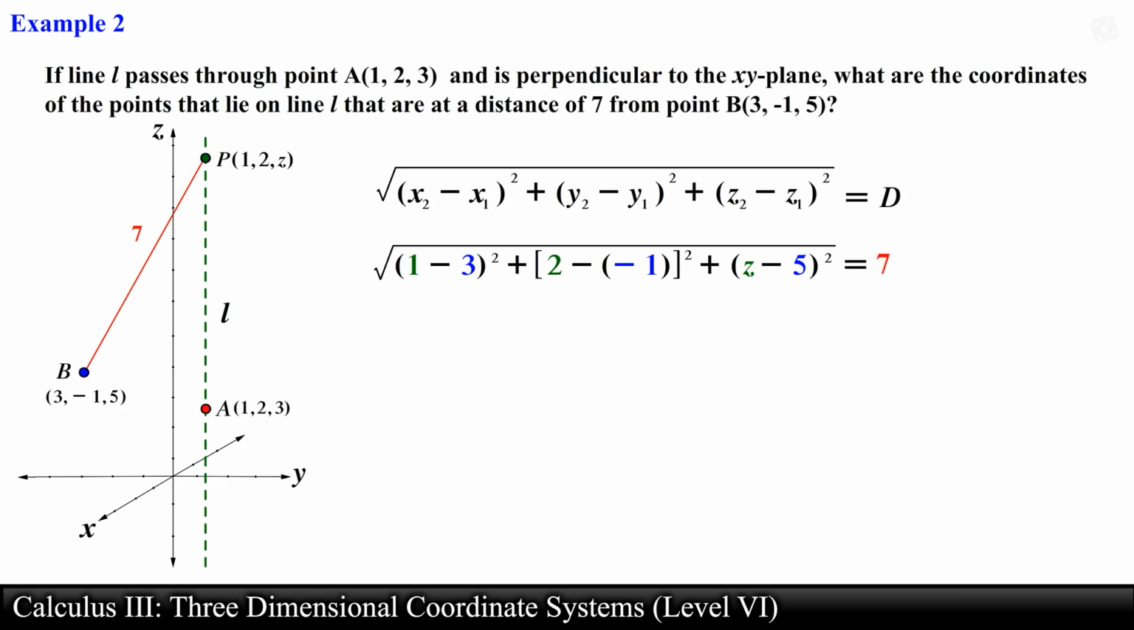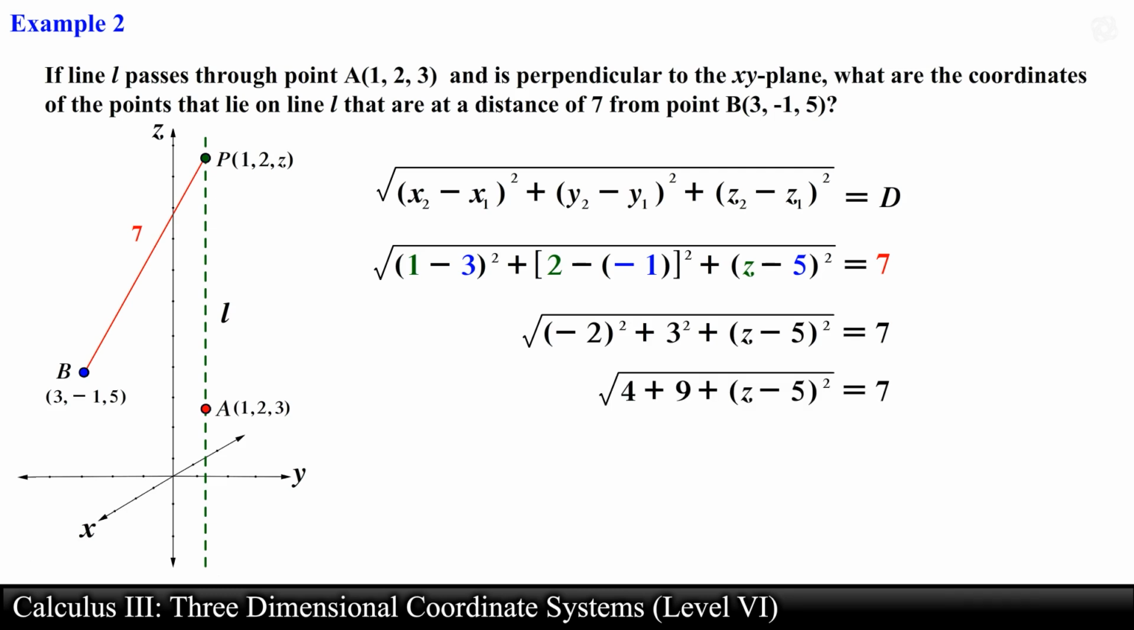equal to 7. Notice that this problem reduces to finding the value of the z coordinate of point P. So let's go ahead and solve for z. First, we simplify the difference of the x and y coordinates. Then we go ahead and square them, and collect like terms, leaving the quantity (z - 5) squared intact. Next, we go ahead and square both sides of the equation, as follows.